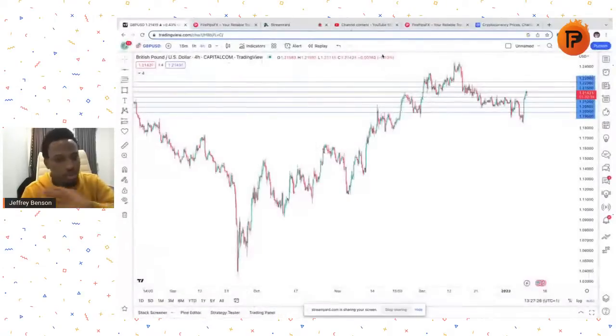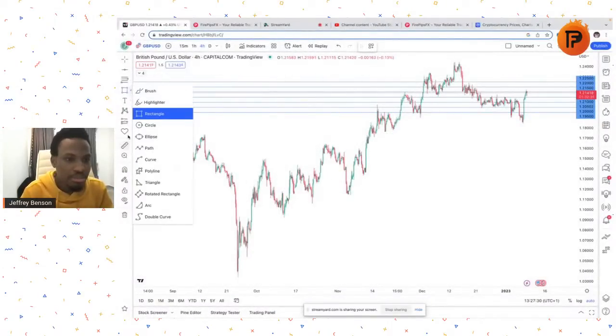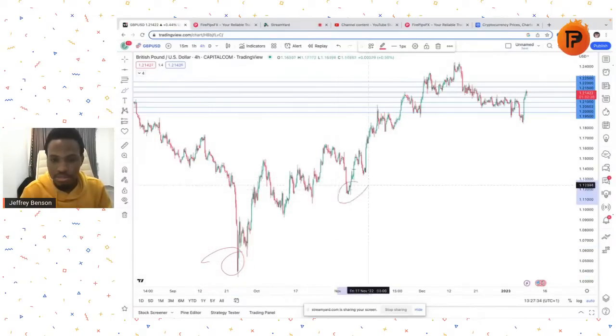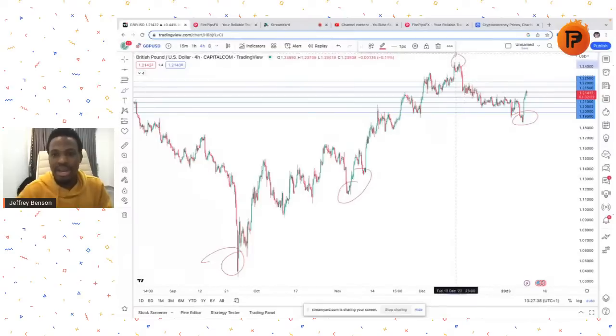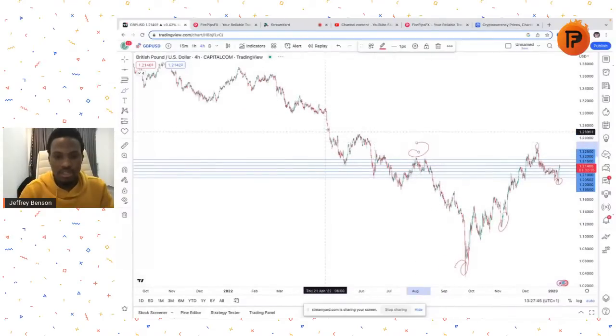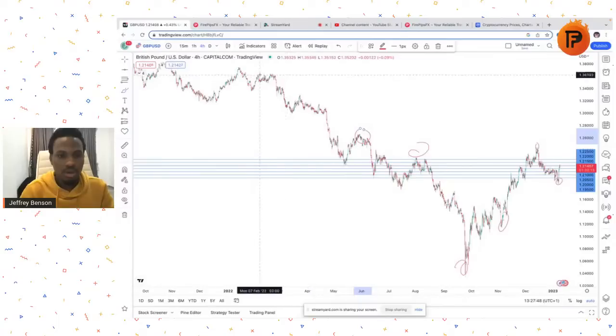Two tops, two bottoms, easy. Now here is a bottom. Here is a bottom. Here is a bottom. All right, here's a top. That there is a significant top. That's a top. Here is a top. And we've got a top here.